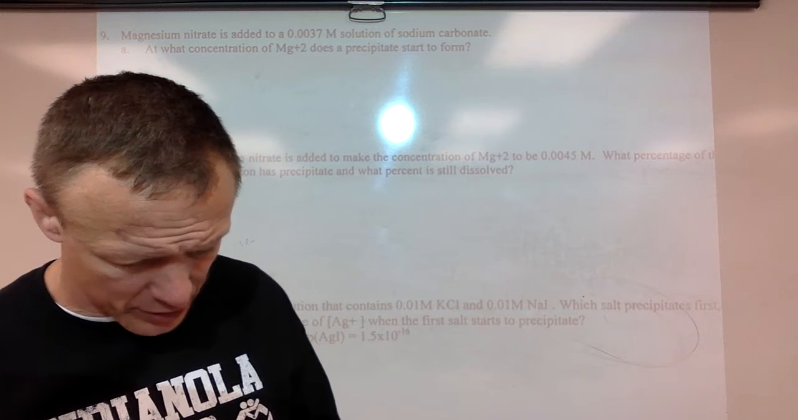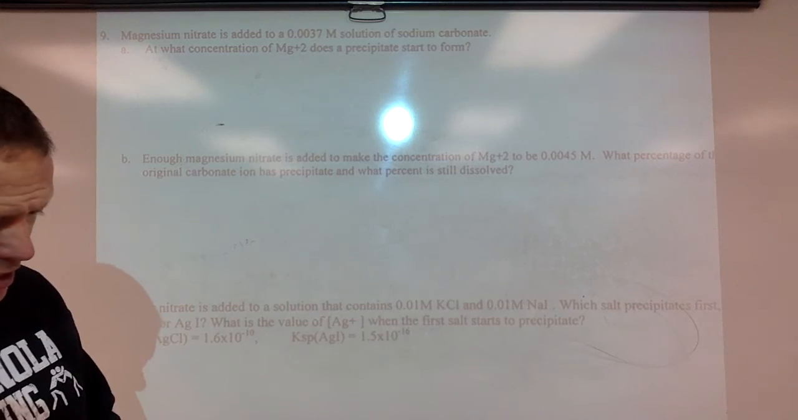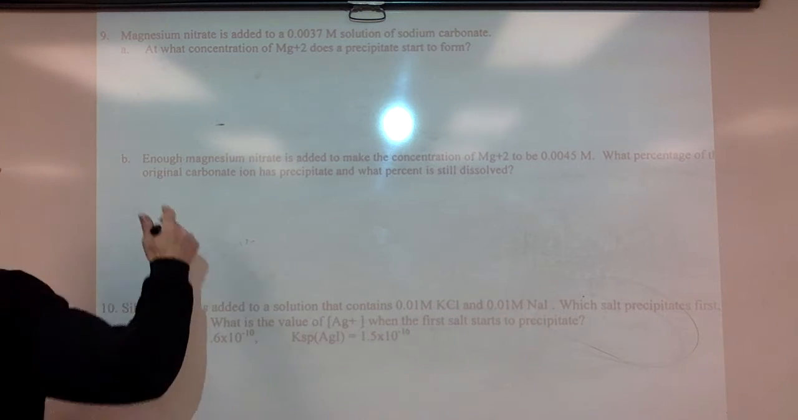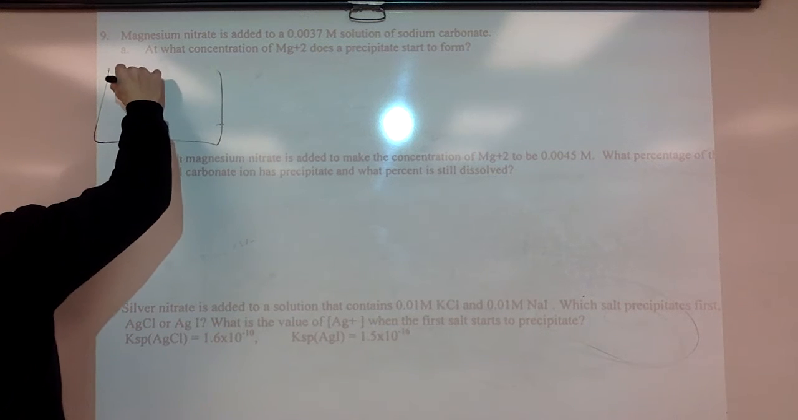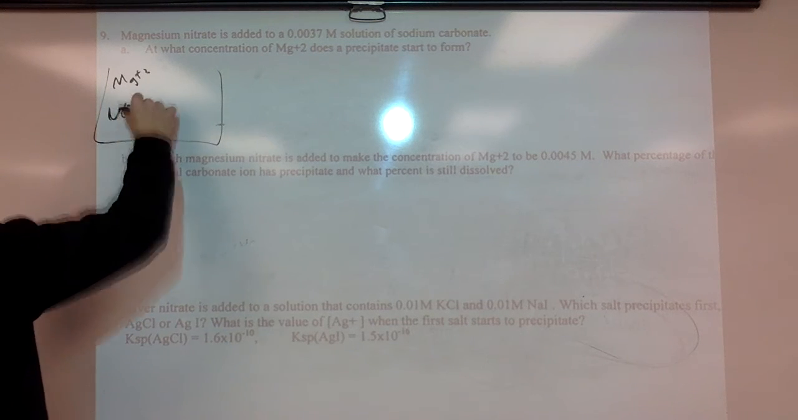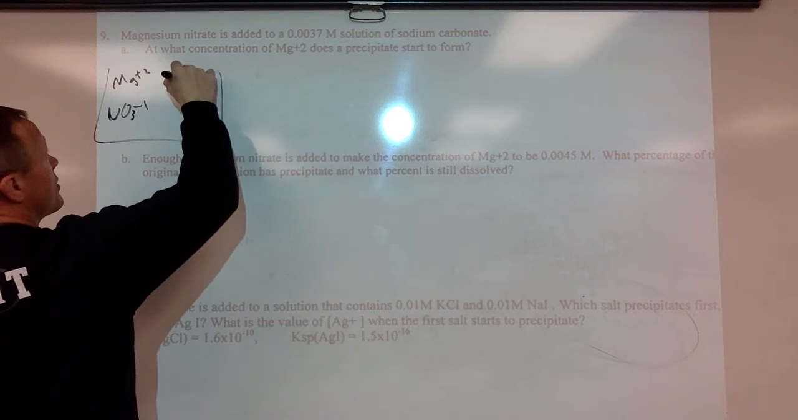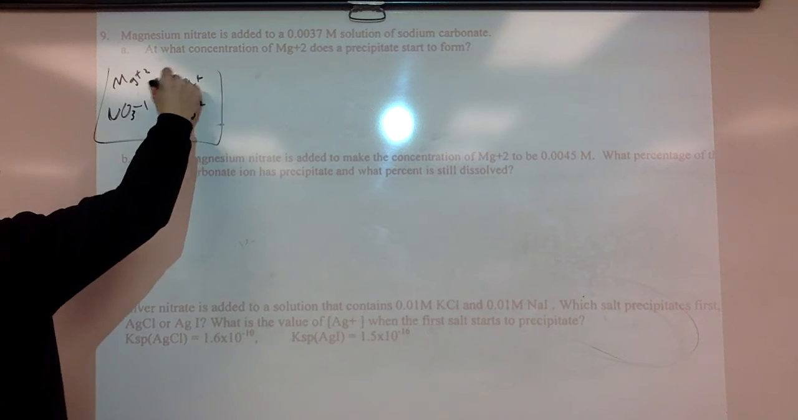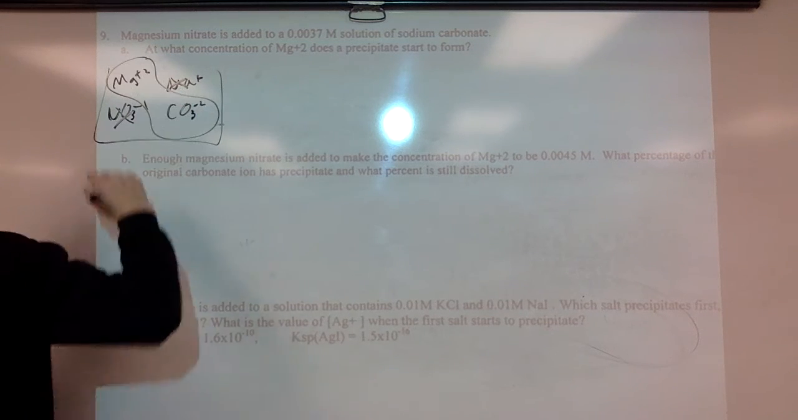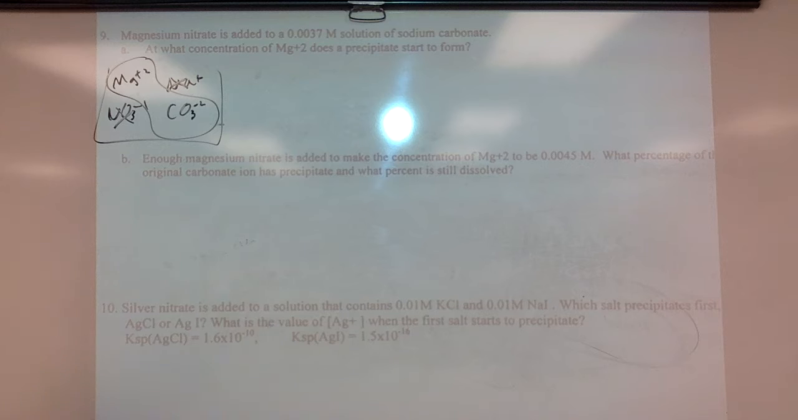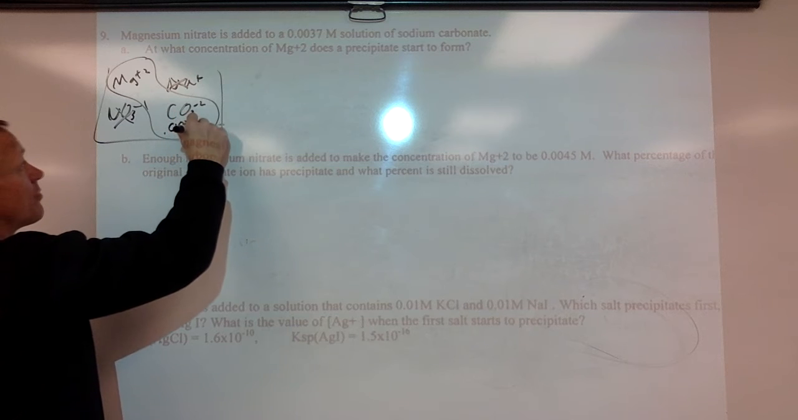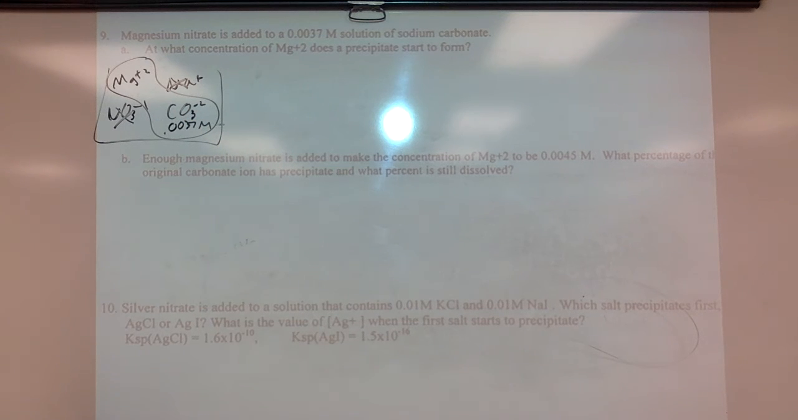Magnesium nitrate is added to a 0.0037 molar solution of sodium carbonate. At what concentration of magnesium does a precipitate start to form? So think about this: we're adding magnesium nitrate, which is completely soluble, into some sodium carbonate. Again, sodium and nitrate never form precipitates. So it's telling us we know the concentration of carbonate is 0.0037 molar. We don't know any other concentrations though.